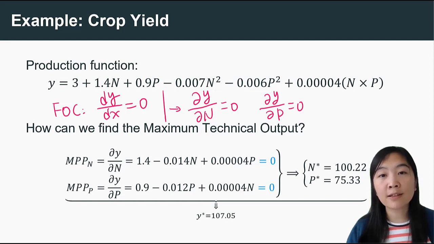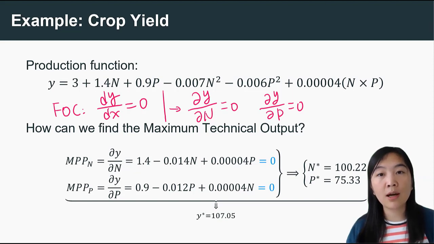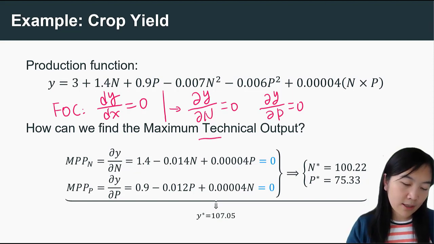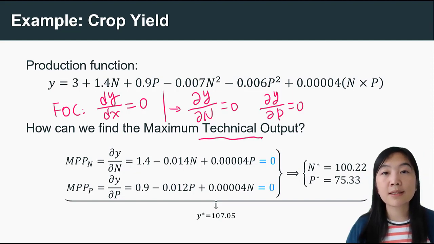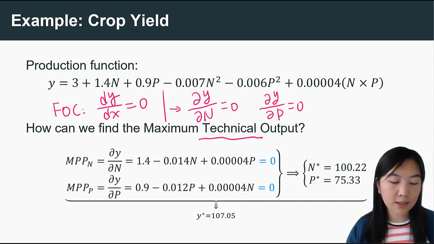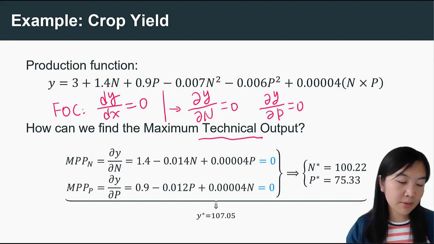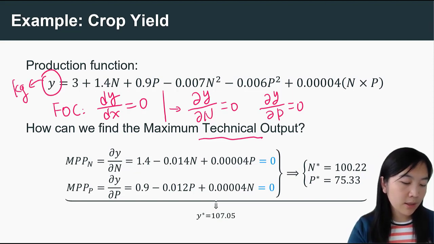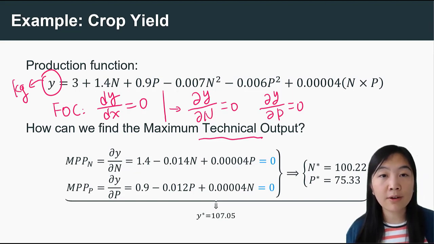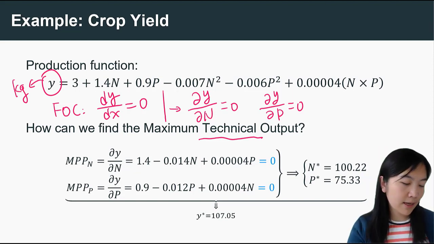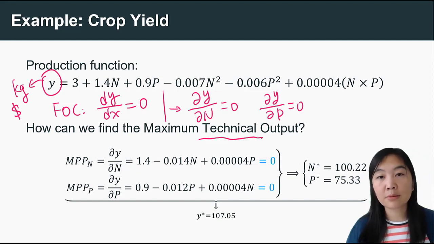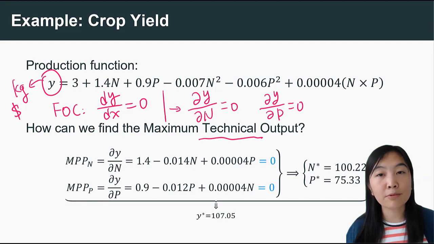So if we want to find the maximum technical output, we set the partial derivatives all equal to 0. The reason we say this is technical is that it is compared with the economic concepts. Technical means everything is in physical terms. For example, the yield will be in kilograms or something similar. However, if it's economic concepts, then it might be dollar values. We will assign a price to the output or the input.